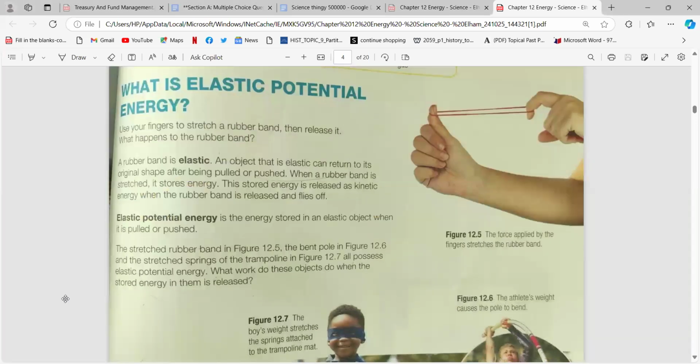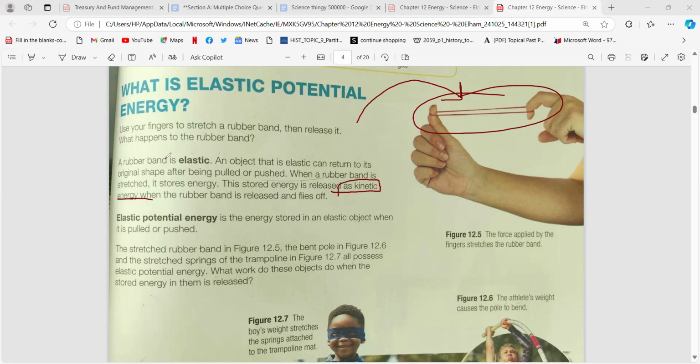So what is elastic potential energy? When you use your fingers to stretch a rubber band and then you release it, what happens to the rubber band? So a rubber band is elastic, and when you're stretching it, the energy is being stored inside it. And this energy will be released when you let go of it. The energy that will be released is called kinetic energy. Kinetic energy is also called movement energy, right?